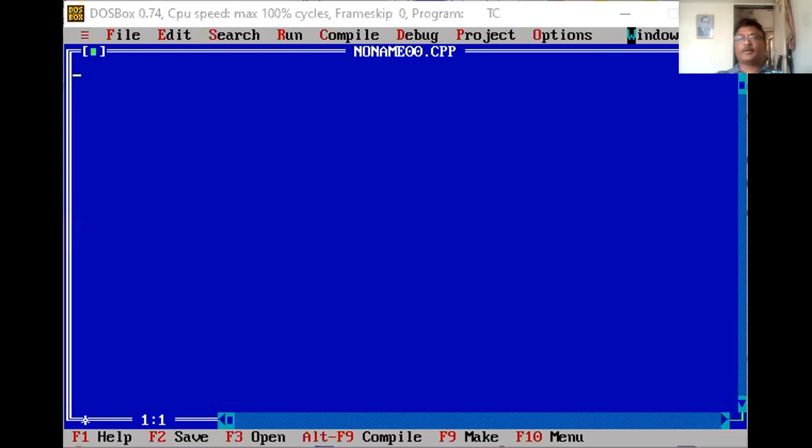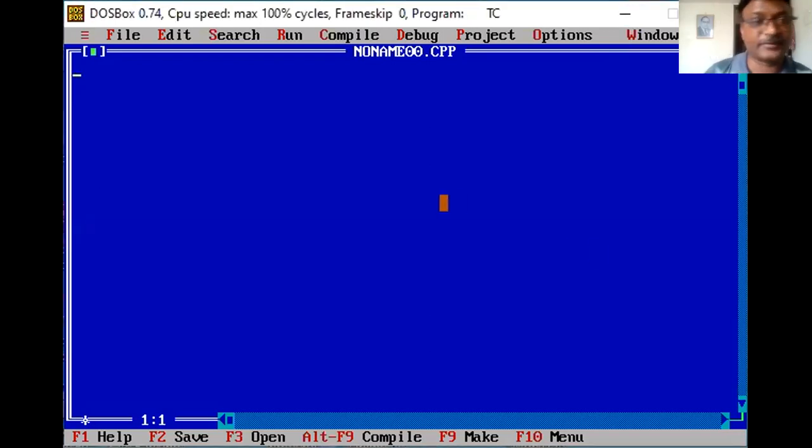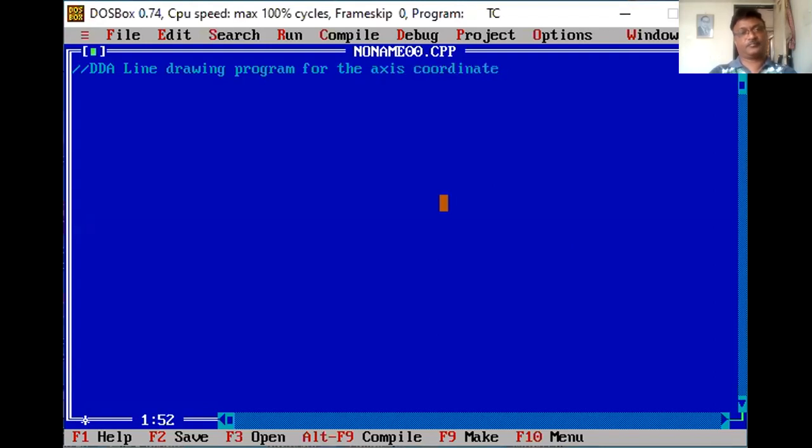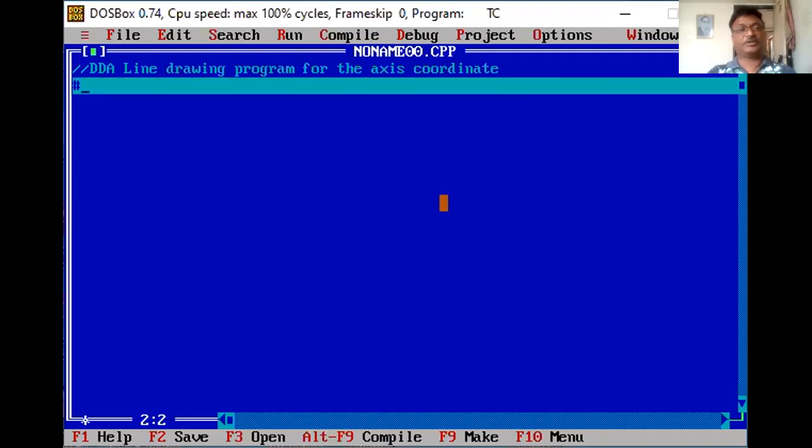Okay, now here we are implementing the program that should make the line appear on the x-axis, y-axis. Suppose I am implementing our first program, that is the DDA line drawing program for the axis coordinate. Okay, so first you have to include.